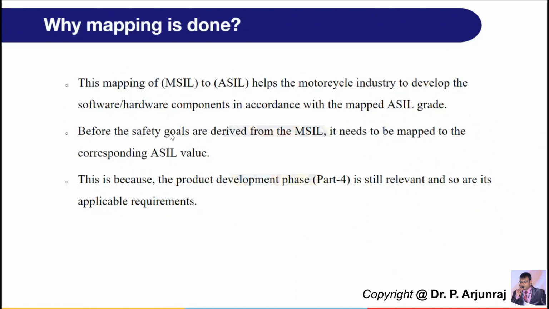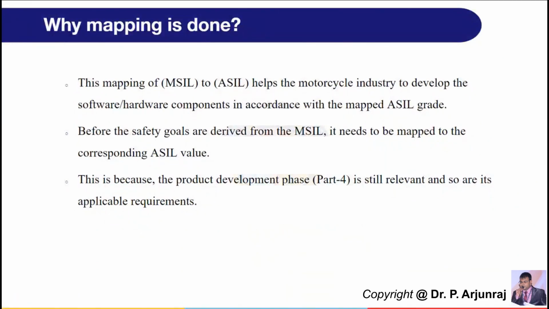Before the safety goal is derived at MSIL, it also needs to be mapped to the corresponding ASIL value. The reason behind this is that you also have the product development phase, which is a part of Part 4. It's still relevant, and it is also applicable for a motorcycle application, based on the applicable requirements as well. So it's very important that you do the mapping for a motorcycle application.